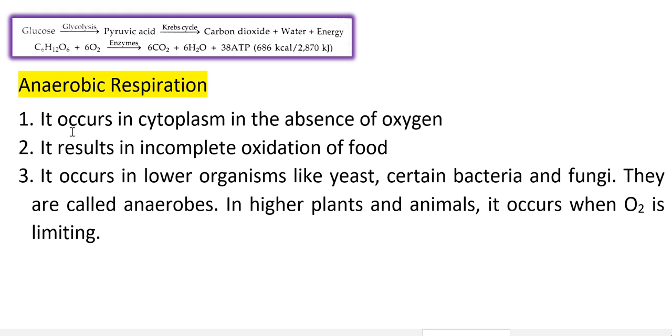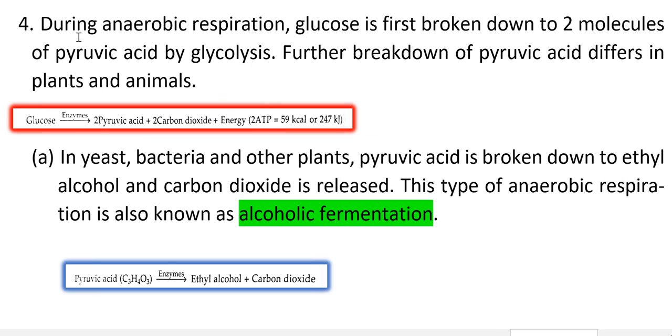Anaerobic respiration occurs in cytoplasm in the absence of oxygen. It results in incomplete oxidation of food, and it occurs in lower organisms like yeast, certain bacteria and fungi. They are called anaerobes because they are performing anaerobic respiration. In higher plants and animals, it occurs when oxygen is limiting. During anaerobic respiration, glucose is first broken down to two molecules of pyruvic acid by glycolysis.